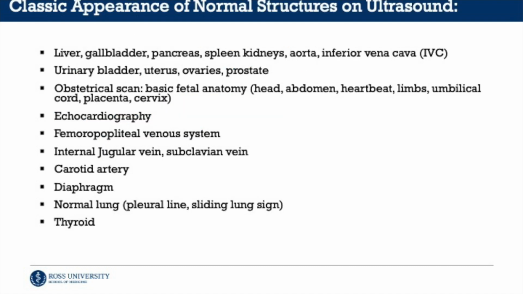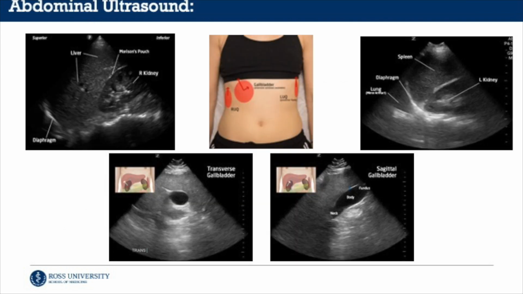Here you will find a list of structures and procedures that we generally can detect and use ultrasound for. Now take the time to familiarize yourself with some ultrasound findings. Let's start with the abdomen. Here's a slide just showing some representation of what you may find on an abdominal ultrasound and what those structures may look like.